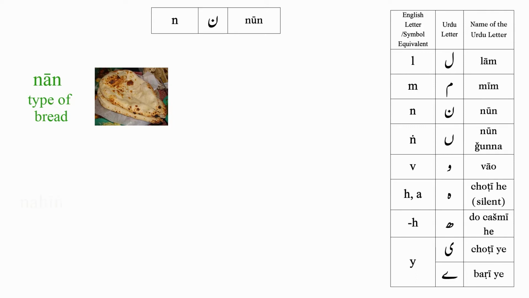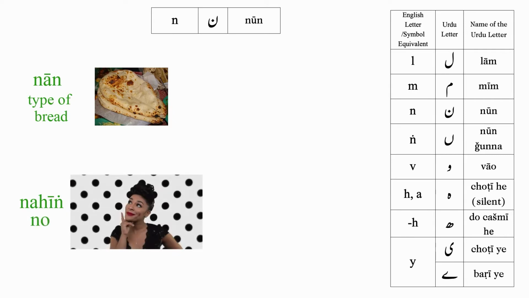Next, we have nahi, which means no. Another good word to know. Finally, we have neela. Neela. And that's the color blue.